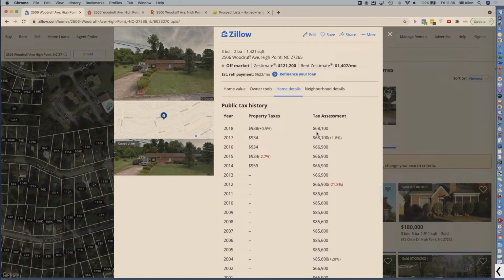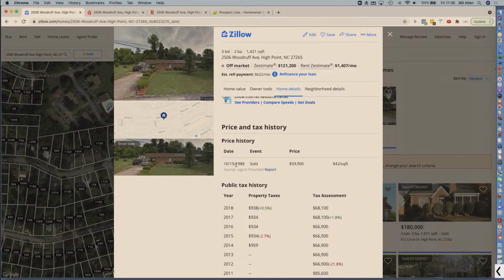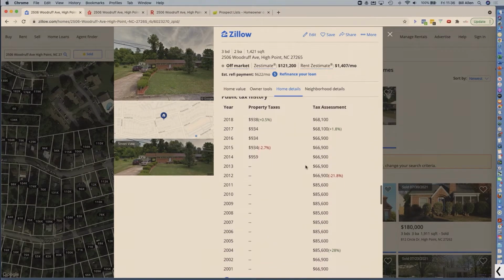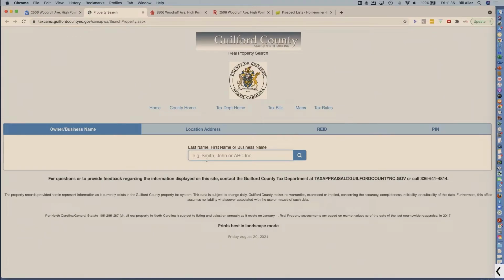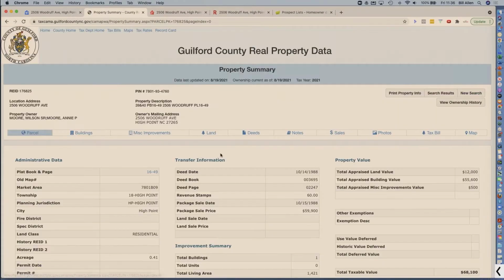So I want to see the assessment is $68,000. It was sold in 1988 for $59,900. So they lived there quite a while. And then I usually try to go to the county records this way. That didn't work. So what I need to do is type in the address, which is 2506 Woodruff, and let's see what we find.